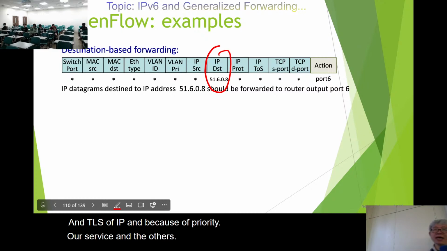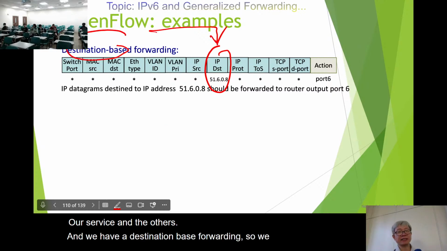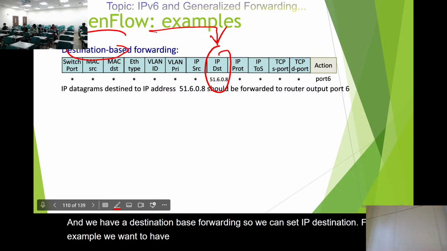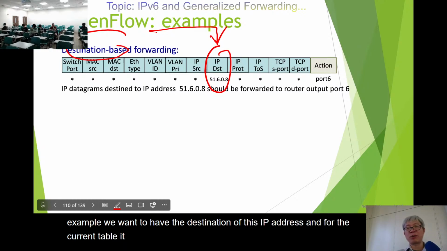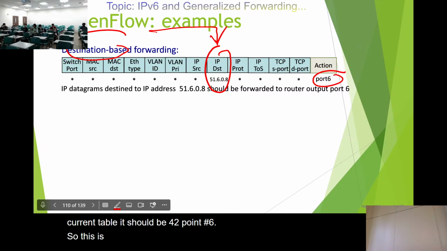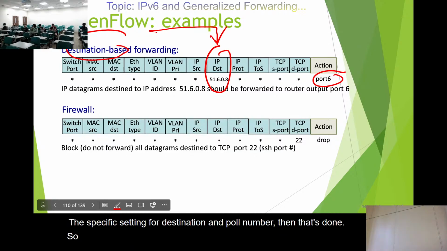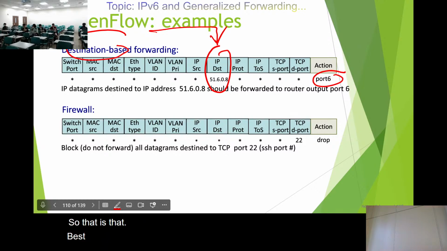And we have destination-based forwarding, so we can set the IP destination. For example, we want the destination of this IP address, and for the current table, it should be forwarded to port number 6. So this is the match and the action to be taken. So the specific setting for destination and port number, then that's done. So that is the destination-based forwarding, the traditional one.